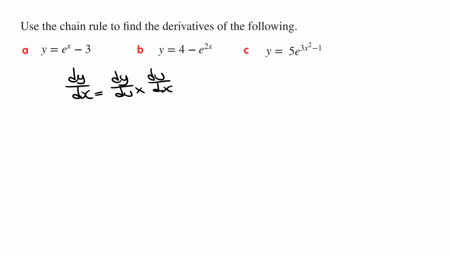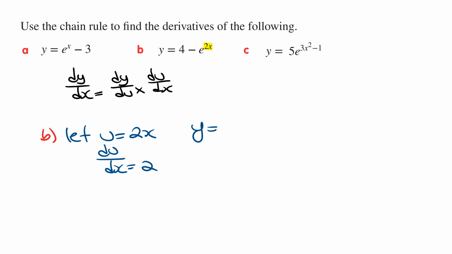Part B. y is equal to 4 minus e to the 2x. And so we start by letting u equal the exponent of the e term. And so u is going to equal 2x. Deriving this, we're going to get du dx, and this is going to be 2. We then write y as a function of u, and so this is going to be 4 minus e to the u. Deriving this, dy du is going to be minus e to the u.